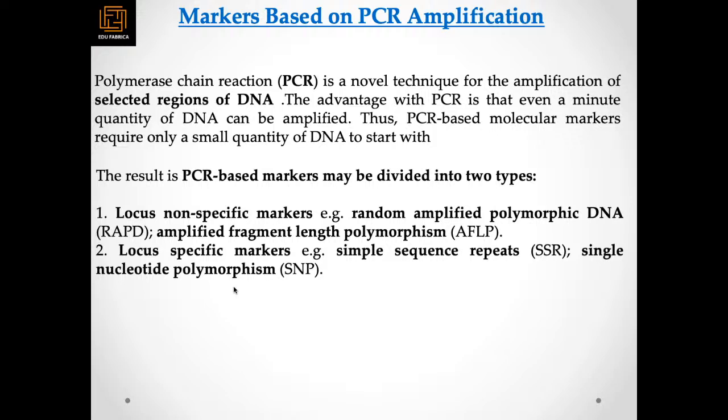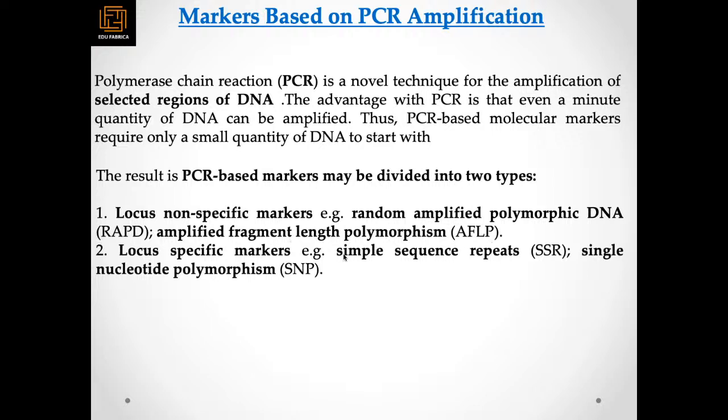The first one we have discussed, the RFLP, was DNA hybridization based, that is non-PCR based. Now we're going to discuss the PCR based. According to the PCR based, there are locus non-specific markers, examples are random amplified polymorphic DNA, that is RAPD, then amplified fragment length polymorphism, that is AFLP.